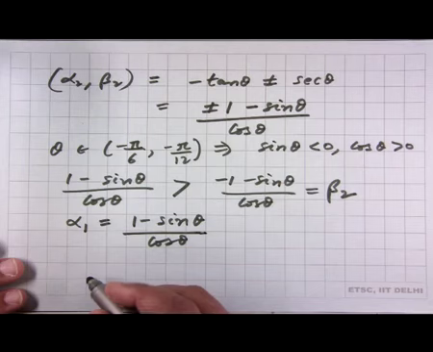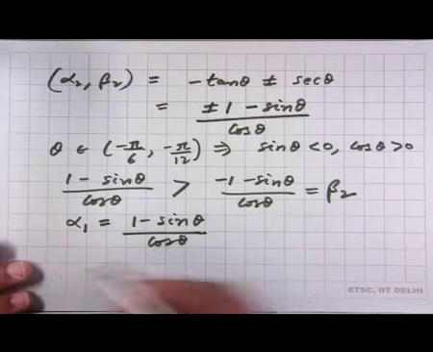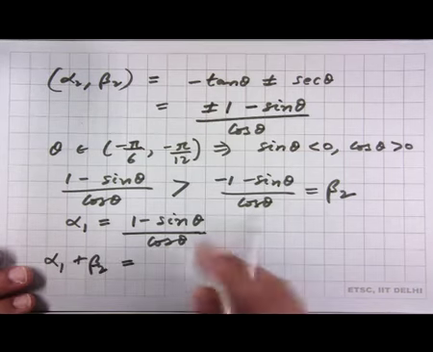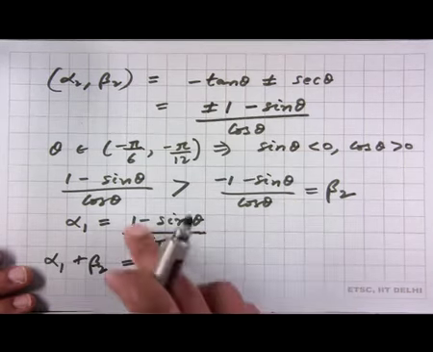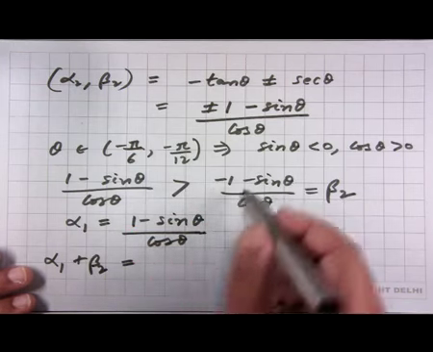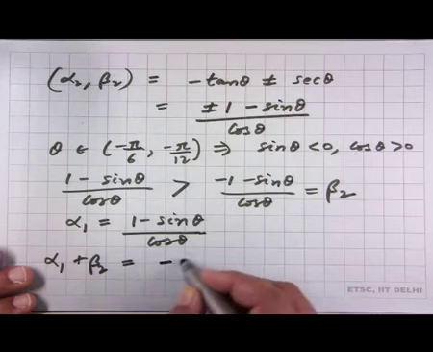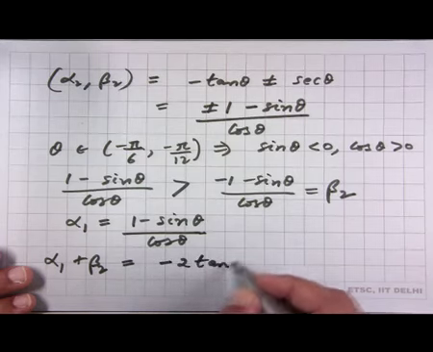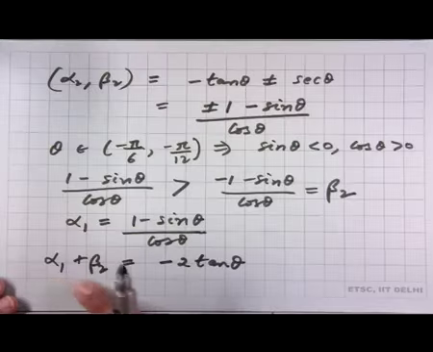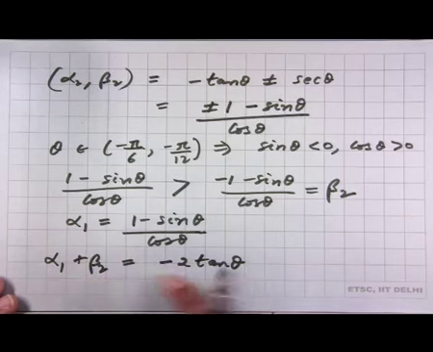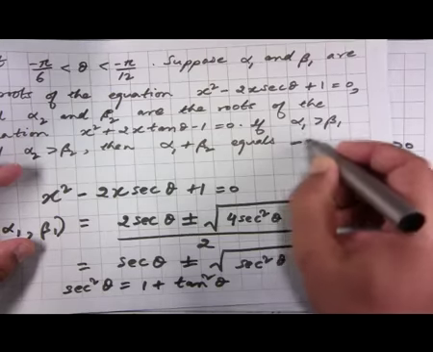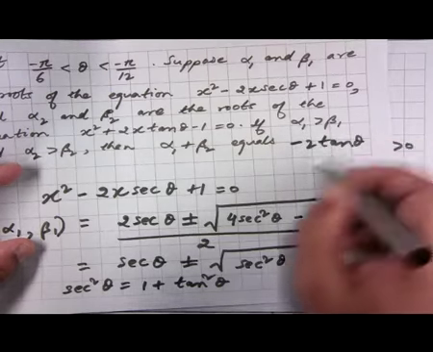And therefore, if we add alpha 1 to beta 2, what we get is, so this gets added to this. So, the 1 over cos theta is going to get cancelled, and at the end what we get is minus 2 tan theta. So, the final answer is that alpha 1 plus beta 2 equals minus 2 tan theta.